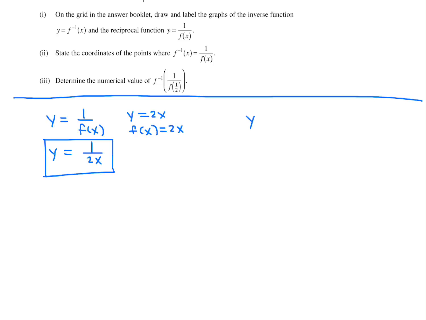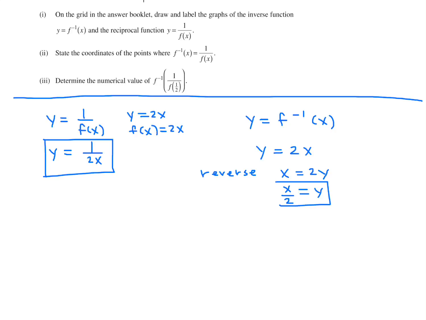How about the inverse? y is equal to f^-1(x). What that means is you're basically reversing the x and y. So our original was y equals 2x. This was basically our f(x) value. Now you reverse the x and y. So instead of y equals 2x, it becomes x equals 2y. Solve for y, and you get y is equal to x over 2. So this is your f^-1 equation.